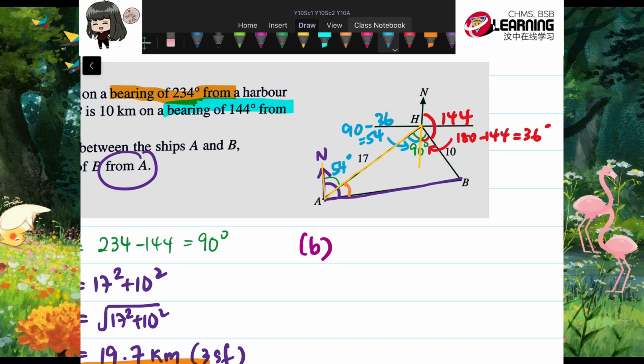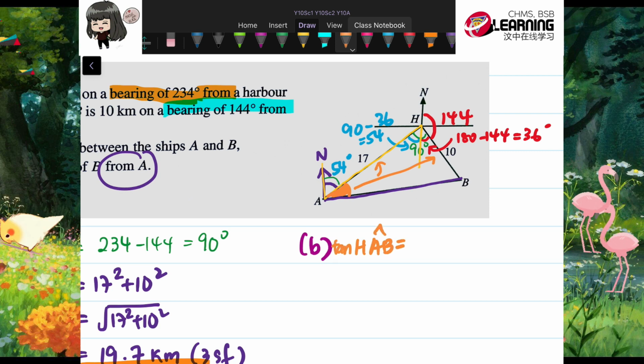Okay, but how about this angle, the orange angle here? This orange angle we can use SOHCAHTOA. We can use tan because opposite is 10, and your adjacent is 17 because this triangle is a 90 degree triangle. So this one we can use angle HAB: tan HAB equals to opposite over adjacent.